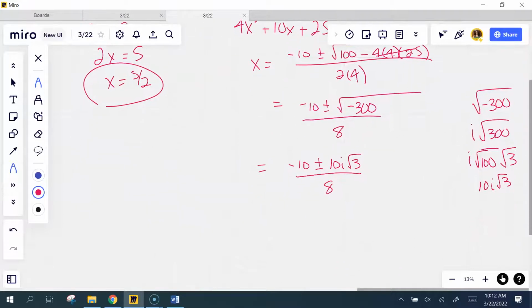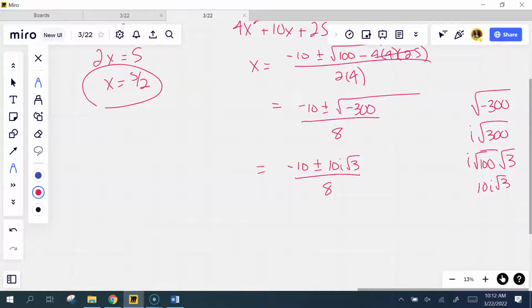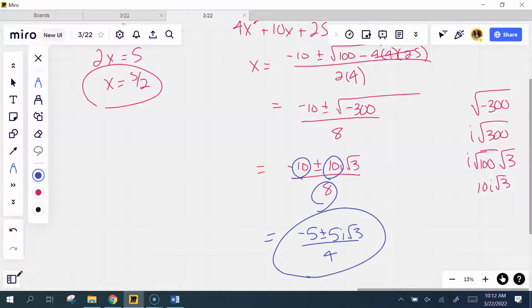And again, all of these could be divided by 2. So I could say, and don't mess with what's under the radical, negative 5 plus or minus 5i root 3 over 4. Anything else? 8.